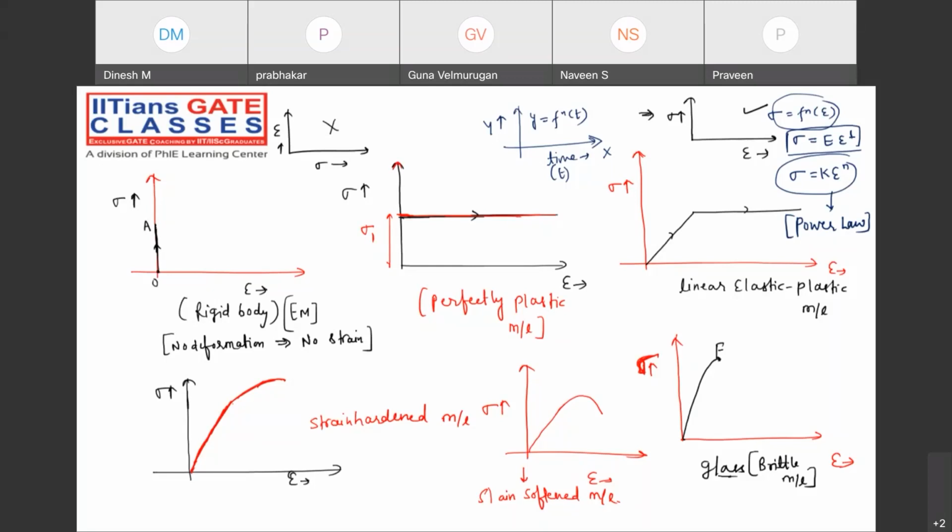Is it done? In fact, you don't have anything else to do. You can just draw this diagram for brittle material simply like this. That's it. Directly the failure point will come. Just a straight line and slightly some percentage of curvature will be there, which you can see only by microscope. Right? No yielding at all.